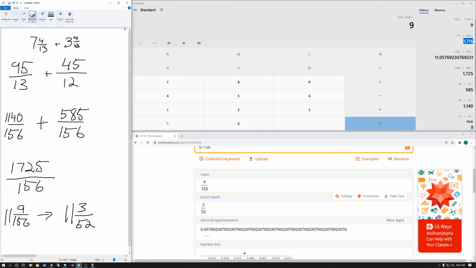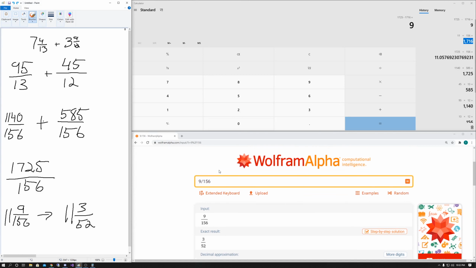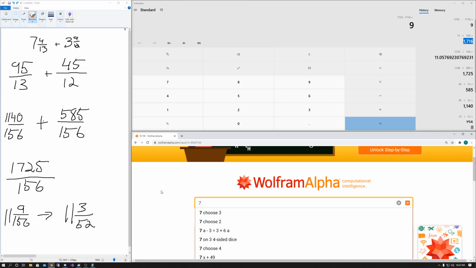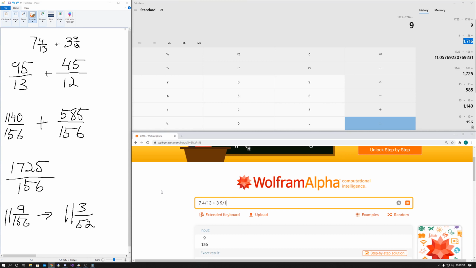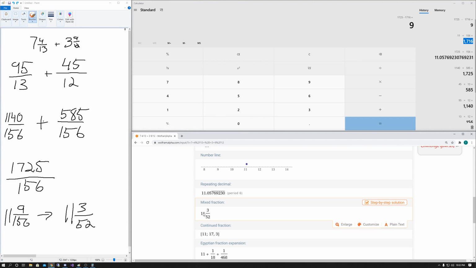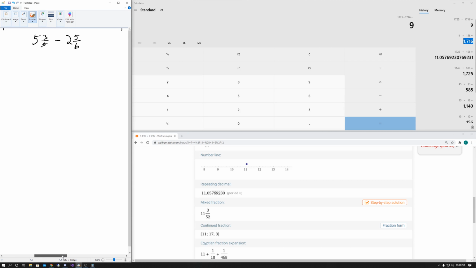Right? Now let's put the original equation in and see if we got the right answer. So it would be 7 4 over 13 plus 3 9 over 12. That looks right as the input. Our mixed number is 11 3 over 52. That's exactly what we have. Let's move on. We have subtraction now.